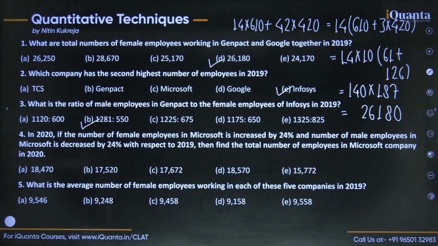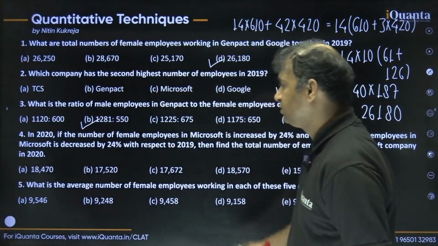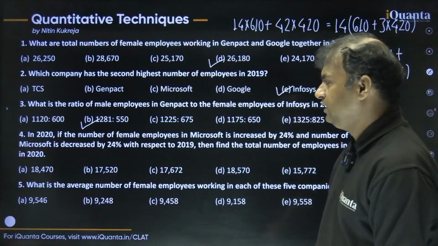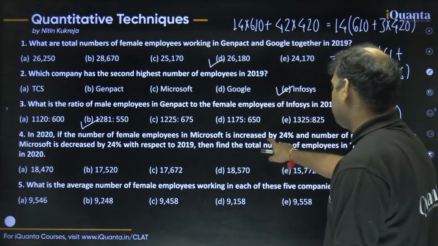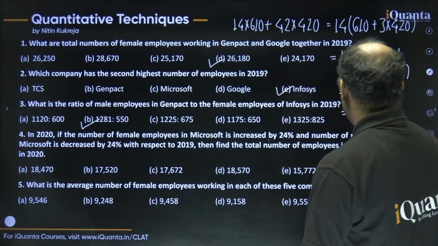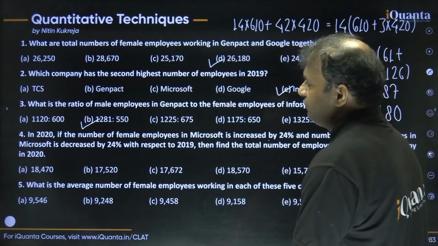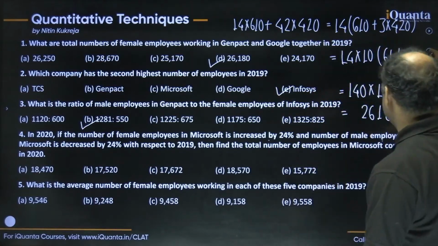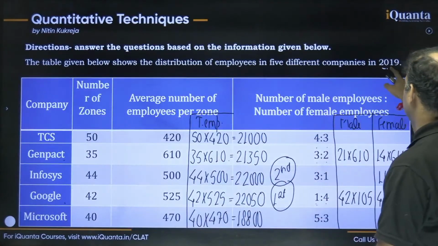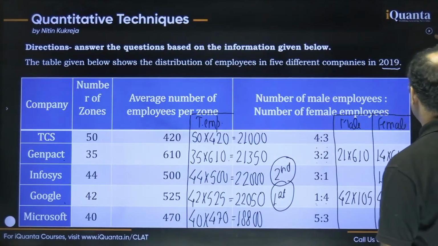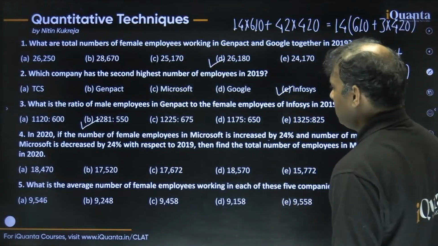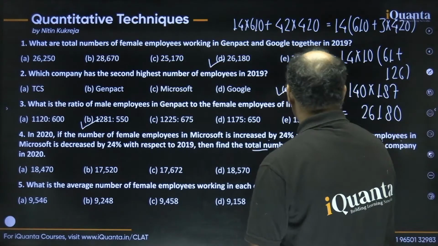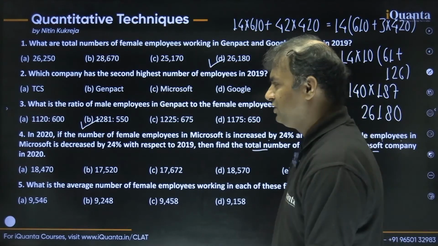Okay, meanwhile, let's start solving the next question, question number 4. For question number 4, they are saying that in 2020, the number of female employees in Microsoft increased by 24%, and the number of male employees in Microsoft is decreasing by 24% with respect to the last year. Remember, this data is about 2019, and now they are giving some information about the next year, 2020. Now they're asking for the total number of employees in Microsoft company in 2020.